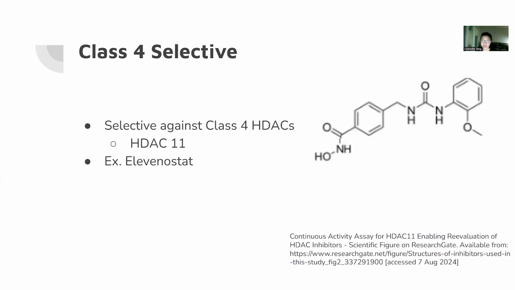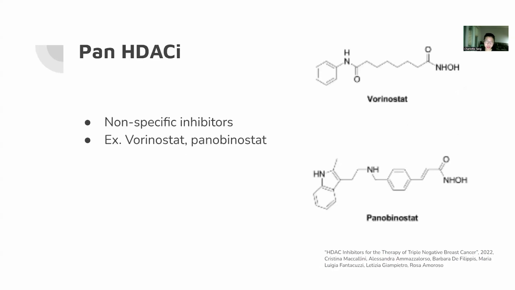Next are class 4 selective, or selective towards class 4 HDACs, which is specifically HDAC 11. The example that I found for this one was elevenostat, which is essentially just a hydroxamate-based HDAC inhibitor that selectively combats HDAC 11. Next are pan-HDAC inhibitors, which are non-specific inhibitors, meaning that they can have an impact on a large range of HDACs, essentially.